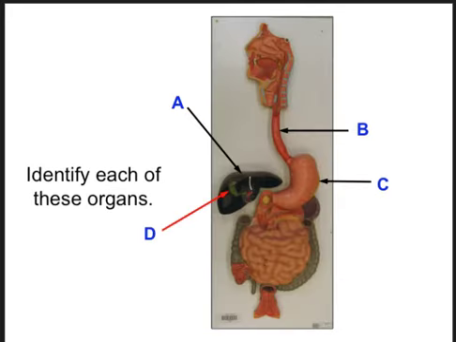Next question, identify each of these organs. A is pointing to the liver, B is pointing to the esophagus, C is pointing to the stomach, and D is pointing to the liver as indicated by the red arrow. Now the green sac here on the underside of the liver, that is the gallbladder. So make sure on the lab practical that you ask which structure is being referred to when you see it labeled.